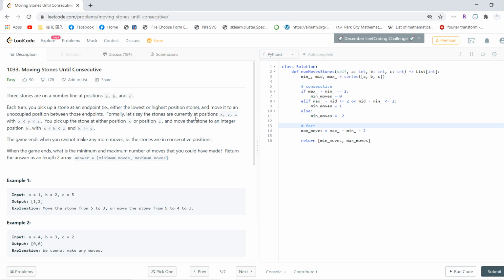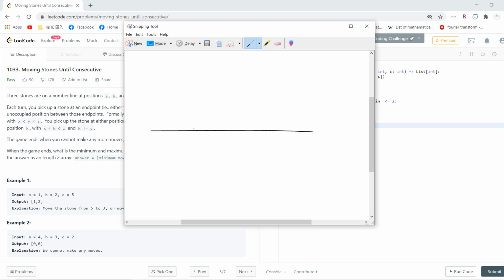Formally, let's say the stones are at positions x, y, z, with x less than y less than z, and you pick up the stone at either position x or z. So you can only move x or z. Then you move it to an integer position k, where x is less than k less than z, and k is not the same as y. So you can only move stones from the ends to the middle, to any point in between. That means you can only move the stones closer to each other.